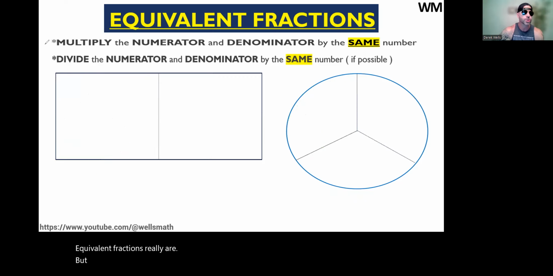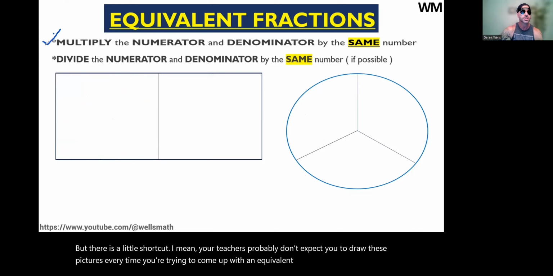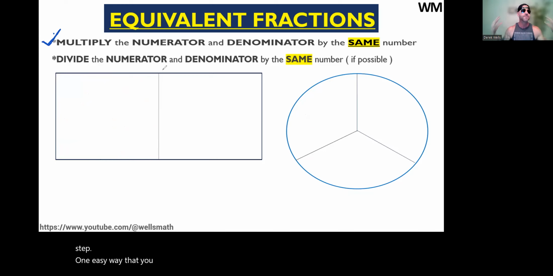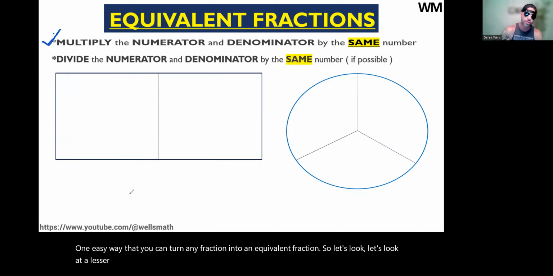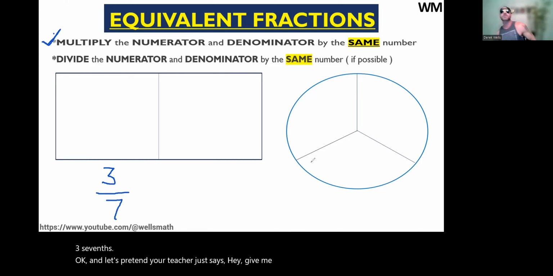But there is a little shortcut. I mean, your teachers probably don't expect you to draw these pictures every time you're trying to come up with an equivalent fraction, right? So here's one easy way that you can turn any fraction into an equivalent fraction. So let's look at a lesser known fraction that we don't use a whole lot. Maybe like, how about 3/7? Okay, and let's pretend your teacher just says, "Hey, give me a couple of fractions that are equivalent to 3/7."